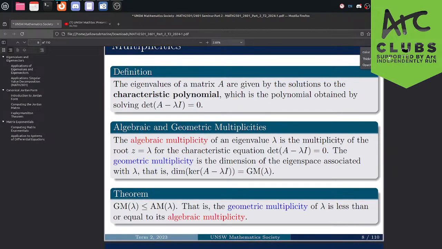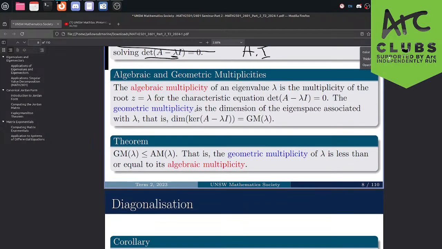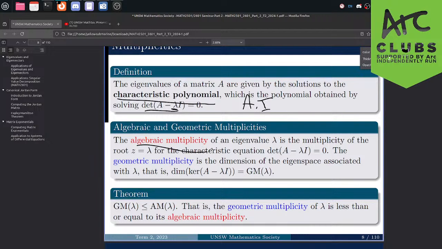So let's define this. We call the characteristic polynomial the expansion of the determinant of A minus lambda I. Notice A is constant, and I is obviously the identity matrix, which is constant. Lambda is going to be your parameter, so the characteristic polynomial is a function of lambda. We also define algebraic multiplicity and geometric multiplicity. Algebraic multiplicity is the multiplicity of each of the roots of the characteristic polynomial, and geometric multiplicity is the dimension of the eigenspace.